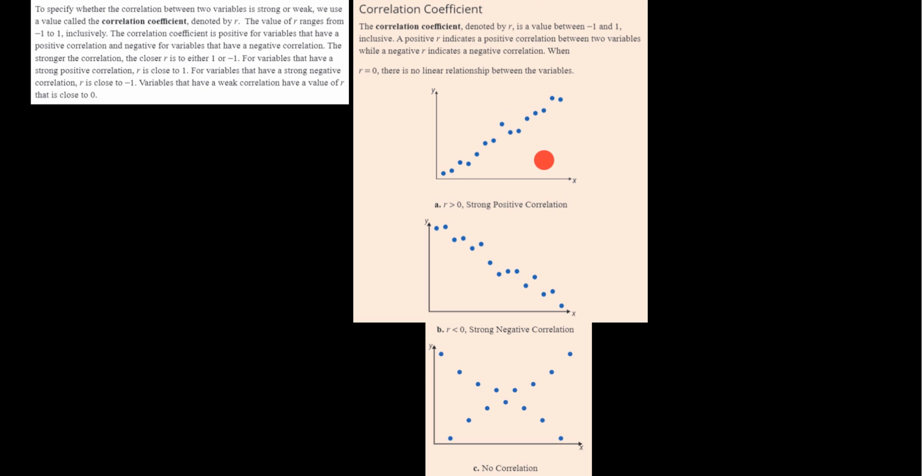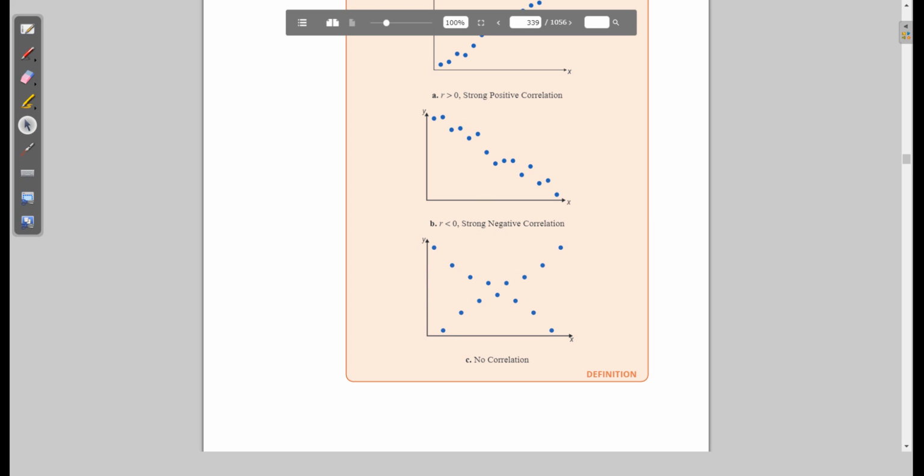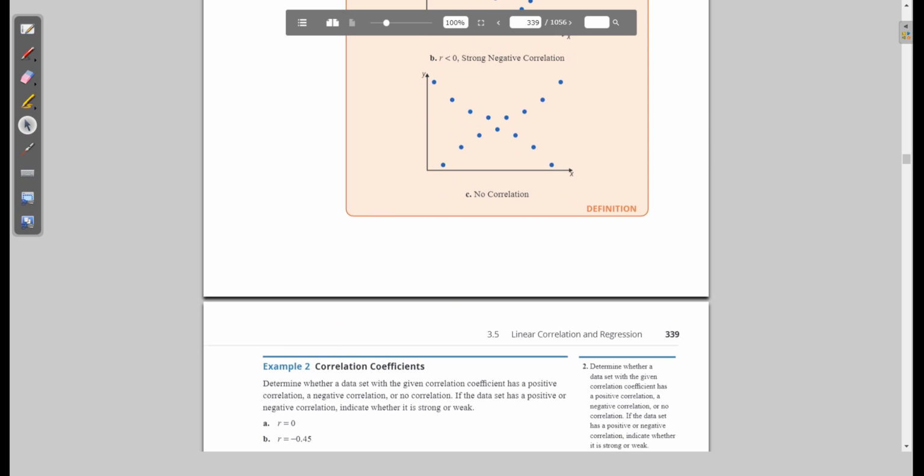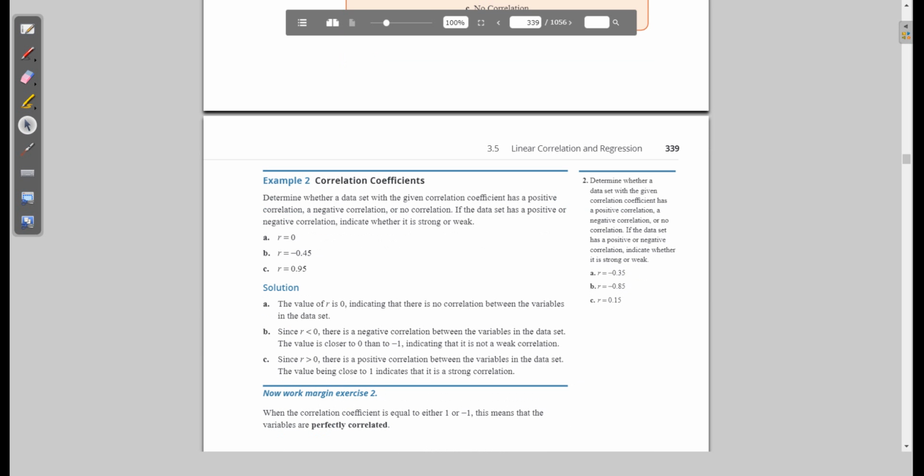So this is a strong positive correlation. So our R is going to be greater than 0. This has a strong negative correlation. So our R is going to be less than 0. And down here, we just have an X, right? There's no correlation here. And so obviously we're going to have an R closer to 0. I don't think it actually says it. Let's see. Okay, it doesn't put it in the definition, but we have an R closer to 0 that has no correlation.